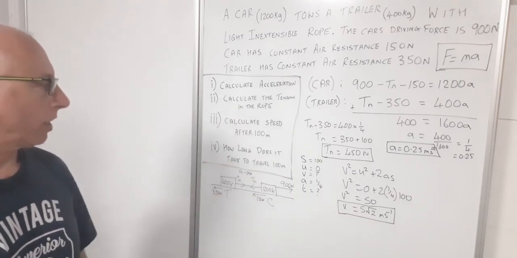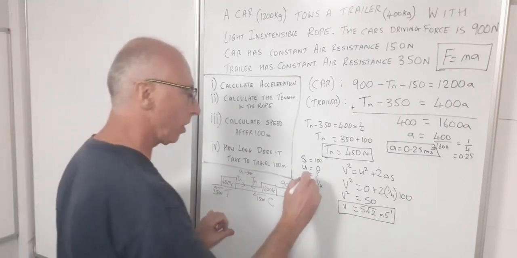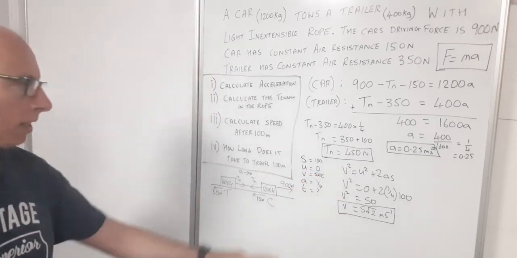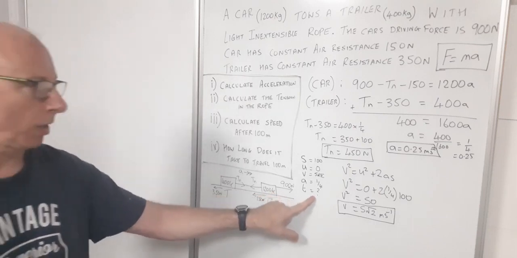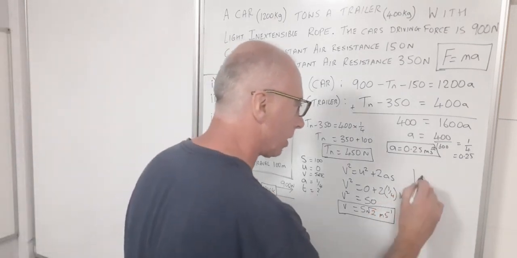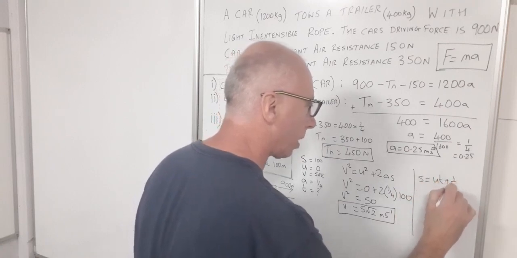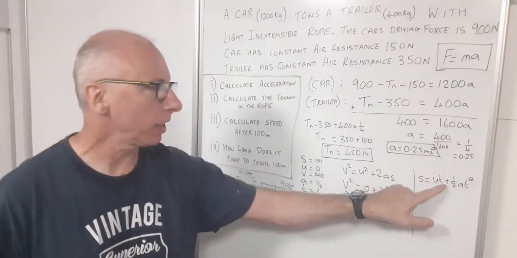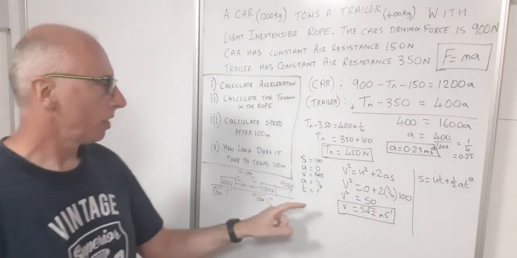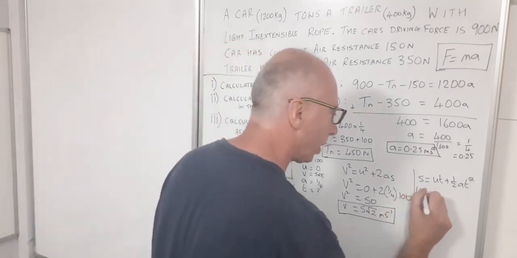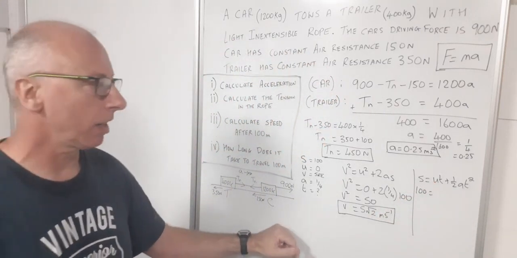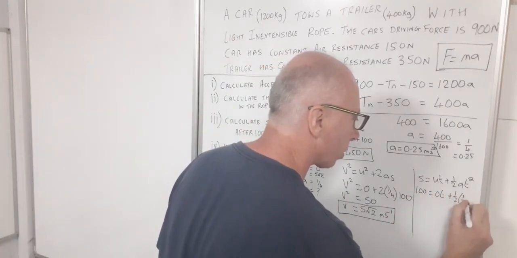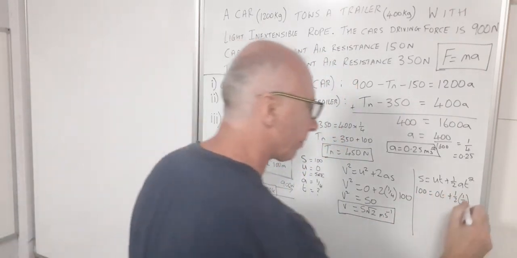Okay, so now how long does it take to travel 100 meters? So now we've got the velocity, I can put that in there. Now which SUVAT equation do we need when we're looking for time? Well, the one that springs to mind is s equals ut plus a half at squared. So we've got the s, we've got the u, we need the time, so that's pretty straightforward. So the distance is 100, or displacement's 100. Initial velocity is 0, so I've got 0t, plus a half times the acceleration, which is 1/4, and t squared.